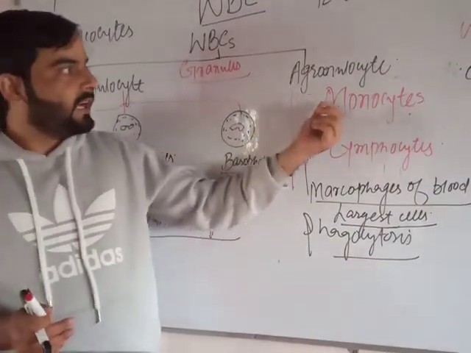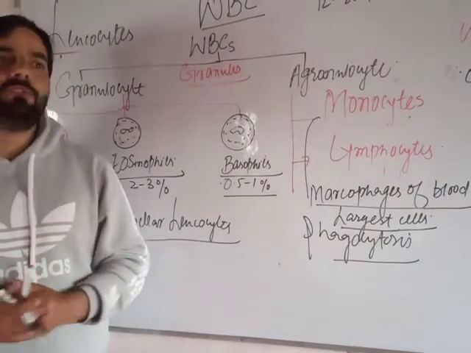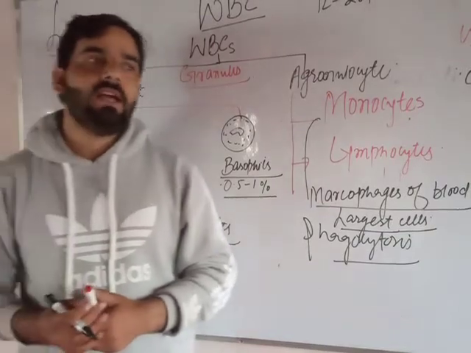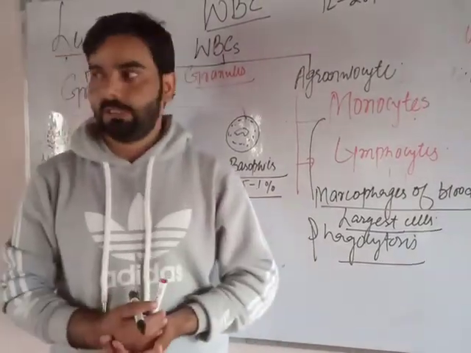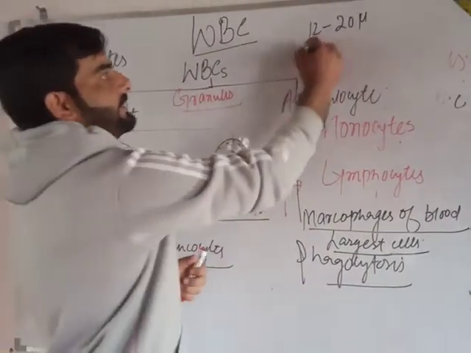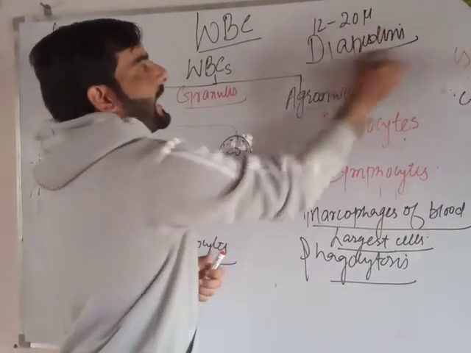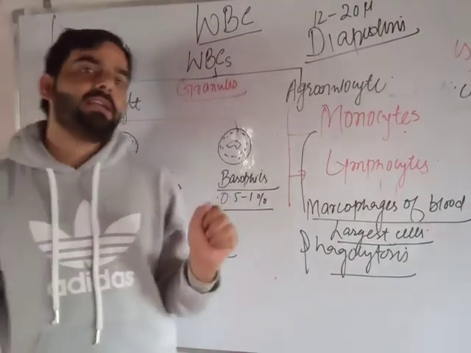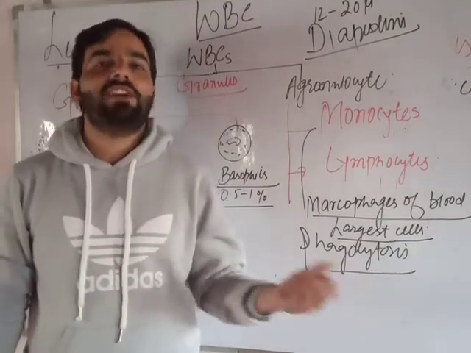So this monocyte, like these cells, WBCs, at the capillary level, they have the property of extravasation, which we call diapedesis. So diapedesis is a process where, at the capillary level, these cells move towards the different tissues.